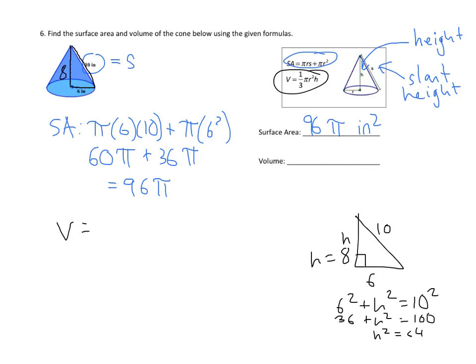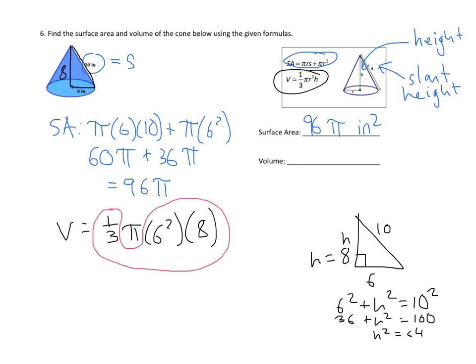And now we plug that into the formula. So 1/3 pi times the radius squared, so 6 squared, times the height, which is 8. And just like before, we multiply the numbers, but we don't forget the pi, and we don't actually compute that part, to keep it in an exact form. 1/3 times 6 squared times 8 is 96, and don't forget pi. So we get 96 pi for the volume. In this case, the volume and surface area ended up being the same answer, but that's just a coincidence.